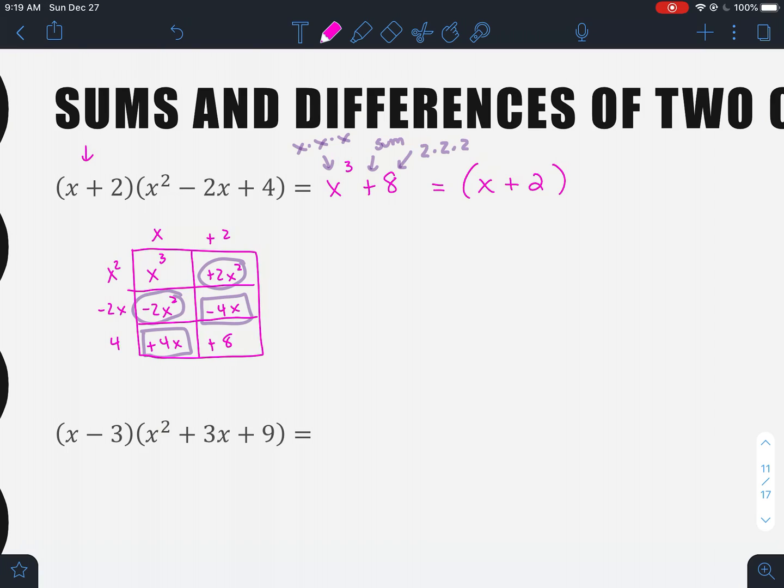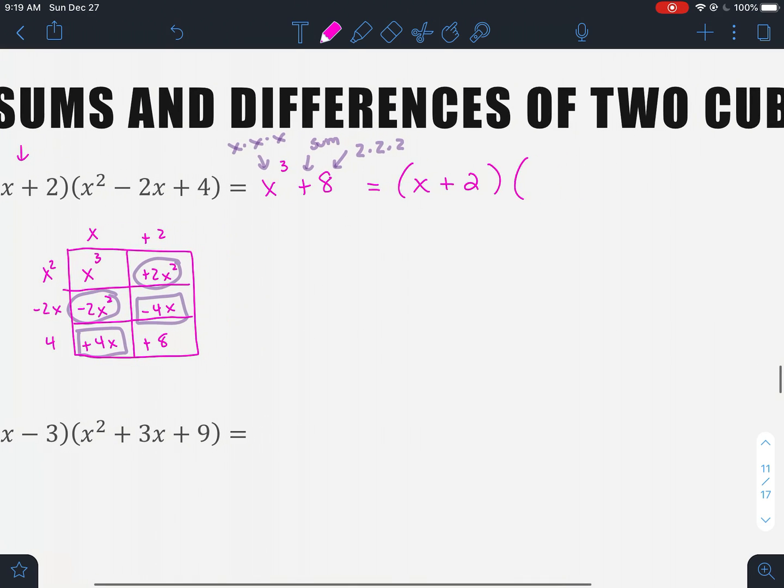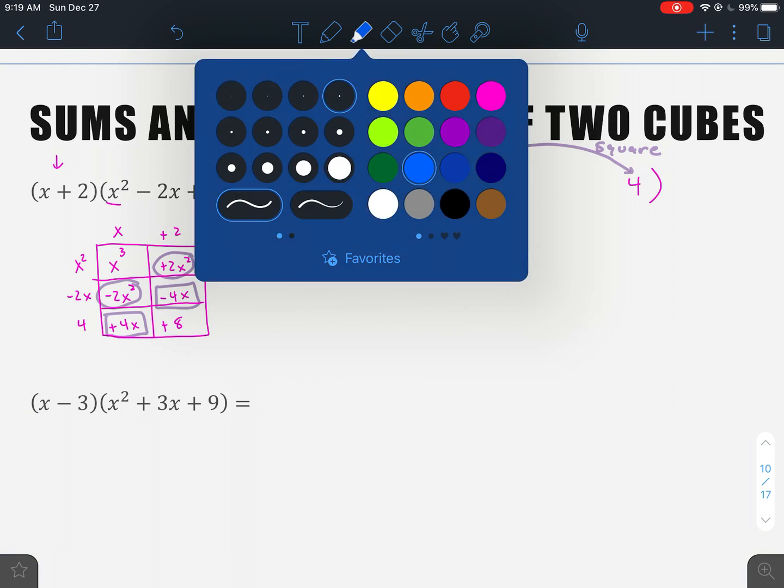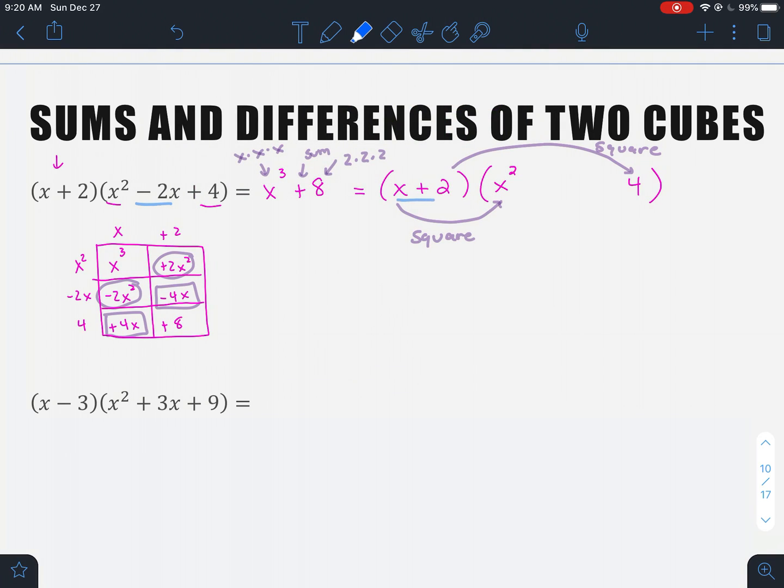Notice what the first parentheses is. It's the cube root of x cubed plus the cube root of 8. So it's what those perfect cubes are when you take their cube root. And then times, how does it work? Well, then that next parentheses, you have x squared and you have 2 squared. So to get to that next parentheses, you square the first term. And to get to the last term, you square the last term. So x squared is x squared. 2 squared is 4. So that'll be the first term and the last term.